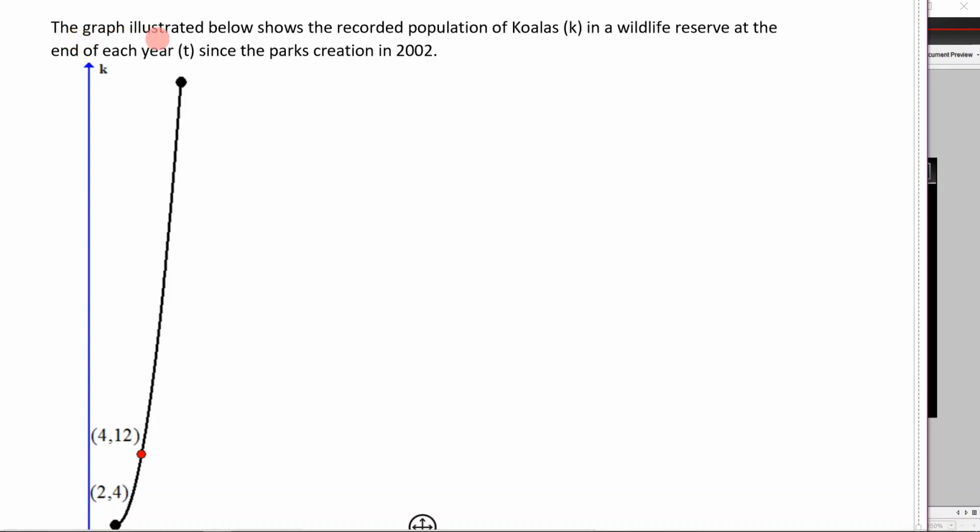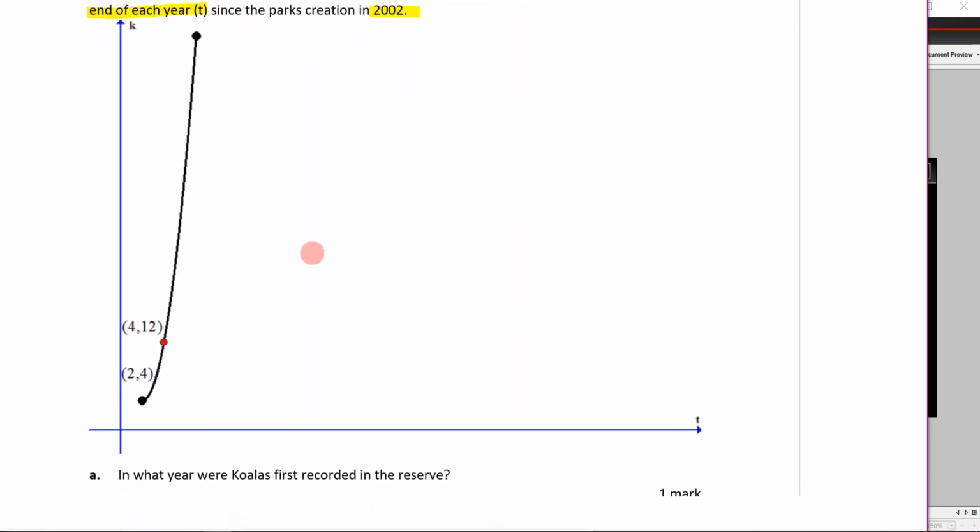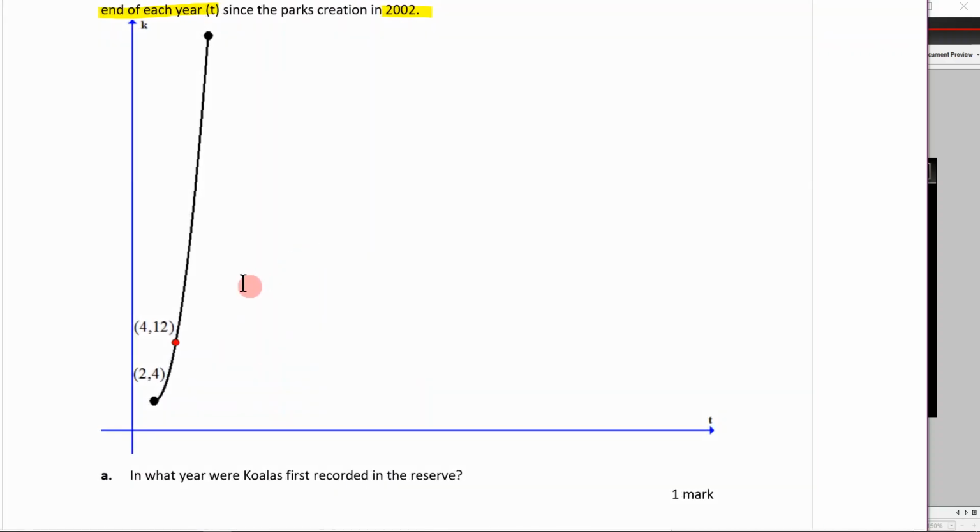It says the graph illustrated below shows the recorded population of koalas K in a wildlife reserve at the end of each year T since the park's creation in 2002. So as you can see here, this is what our graph looks like. K is my vertical axis, the population of the koalas, and T is my horizontal axis. It is the time in years starting from 2002. And this is the population of koalas right here.